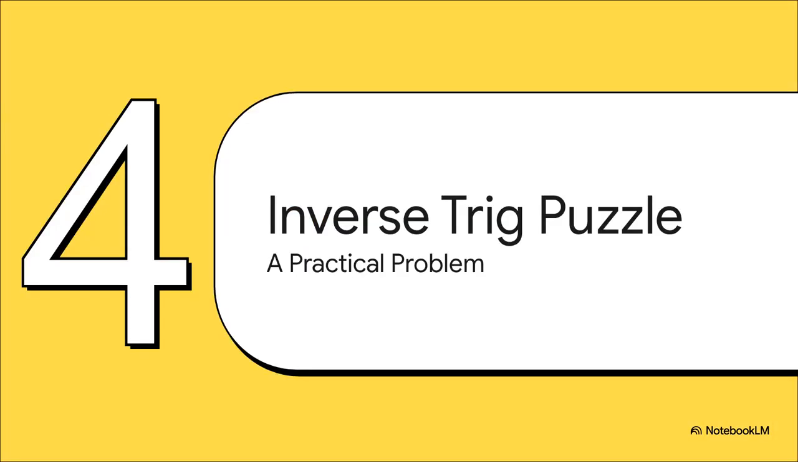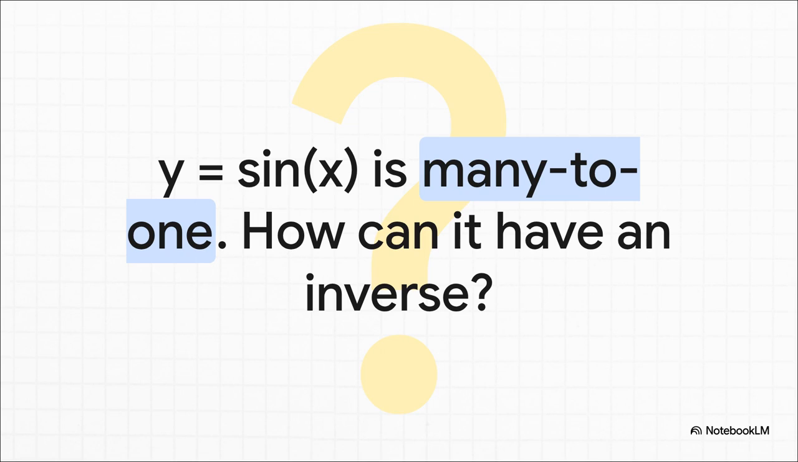So let's put this big, important rule to the test with the classic puzzle that you've probably run into in a math class somewhere. Let's talk about the sine wave. You know, that endless, repeating wave? If you hit that thing with the horizontal line test, oh man, it fails spectacularly. It's the very definition of a many-to-one function. So, according to our big rule, it shouldn't have an inverse. So how in the world does your calculator have an inverse sine button?